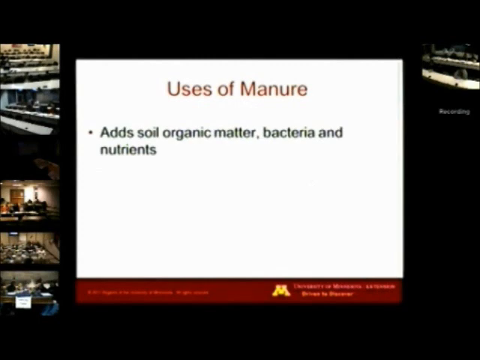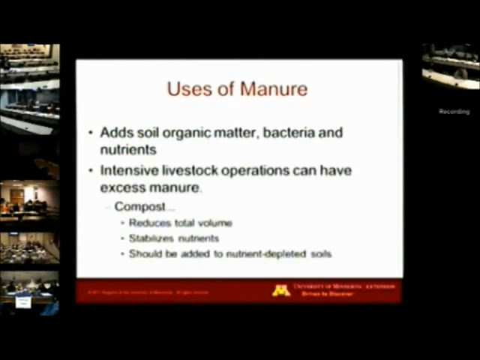Sometimes we just think about using manufactured fertilizers, but let's not forget about the use of manure, because in addition to adding nutrients, we're also going to get organic matter by adding manure. And again, by adding manure, we're going to get organic matter, but also bacteria in addition to nutrients. So we can improve our organic matter, we can improve our microorganisms in our soil, as well as add nutrients.